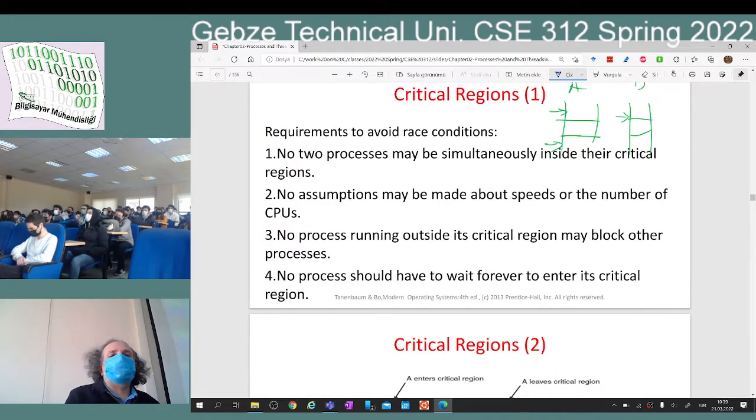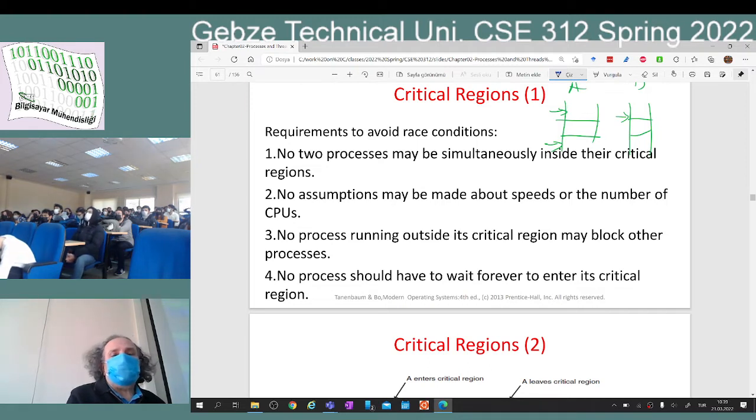They cannot be simultaneously in their critical region. By the way, I keep talking about two processes or two threads only, but all of these rules are easily generalizable to more than two processes, up to n processes. Okay, you cannot make any assumptions about the speeds or the number of CPUs.